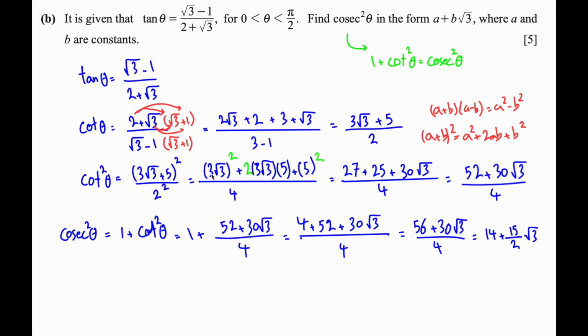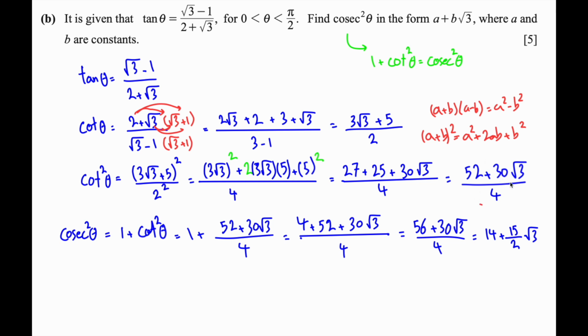You get rid of the brackets. 3 square root of 3 square. So 3 square is 9. Square root of 3 square is 3, times 9 is 27. Over here, I get 5 times 2, 5 times 3, which is 30 square root of 3. 5 square is 25. So you combine that, you get this fraction in the end.